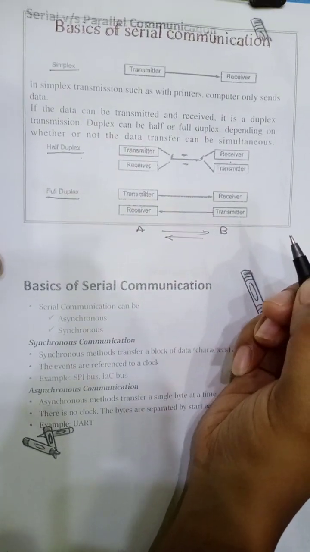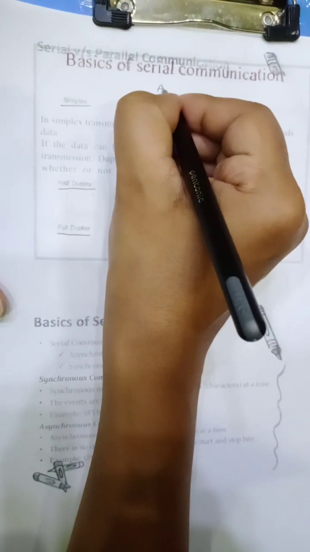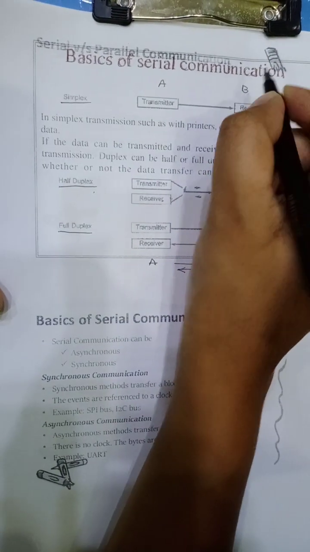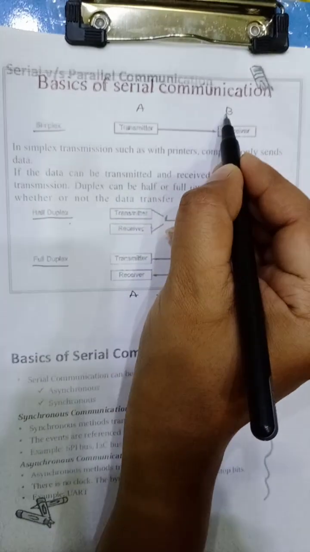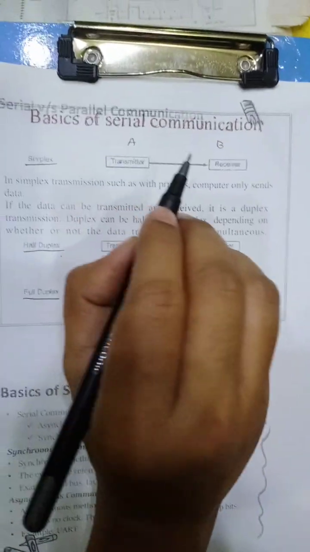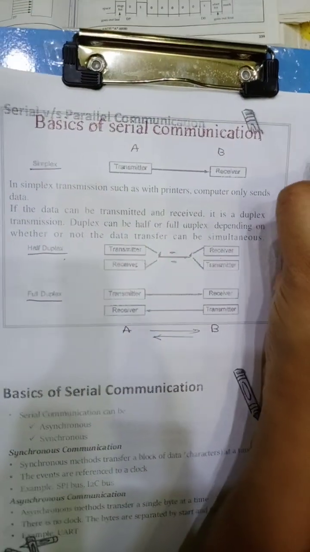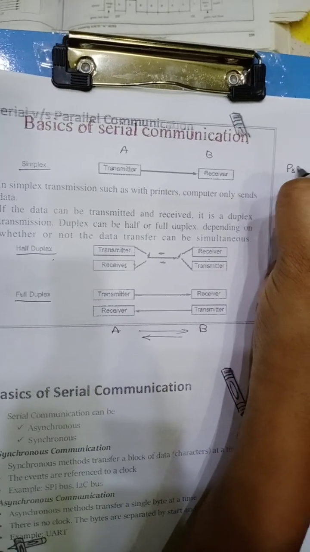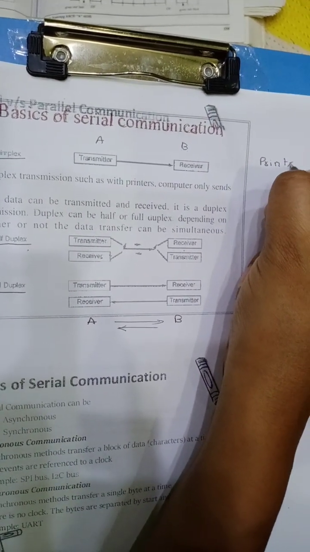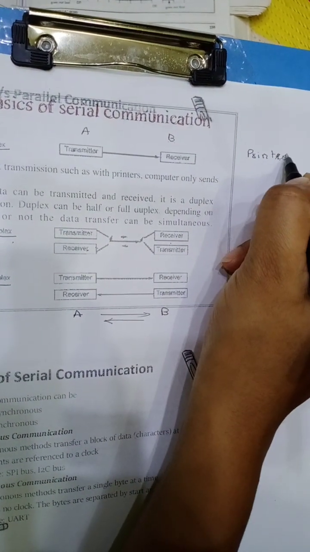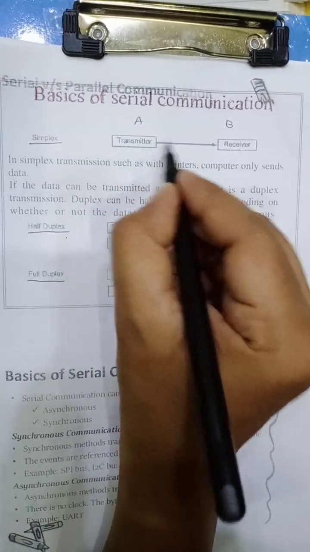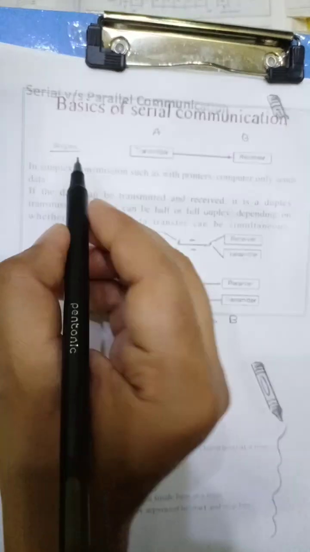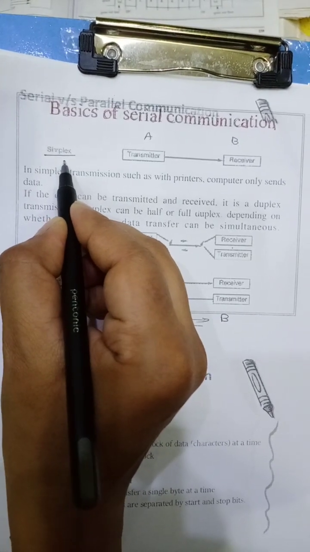simultaneously. I'll repeat. If I consider one as a sending point A and a receiving point B, in the simplex, the data can be transmitted from A to B. That's it. B to A is not possible. So what is an example for this? A good example is a computer printer. The data can be sent from a computer to printer. From printer to computer, it is not possible. Such method of transmission is called simplex transmission.